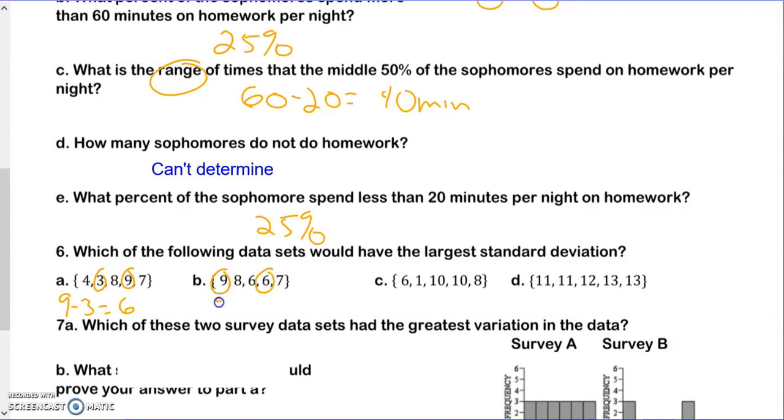I'm going to do 9 minus 6, which is going to get me 3. And then this one is 10 minus 1, which will get me 9. And this one is 13 minus 11, and that's going to get me 2. So the one with the largest would be C.